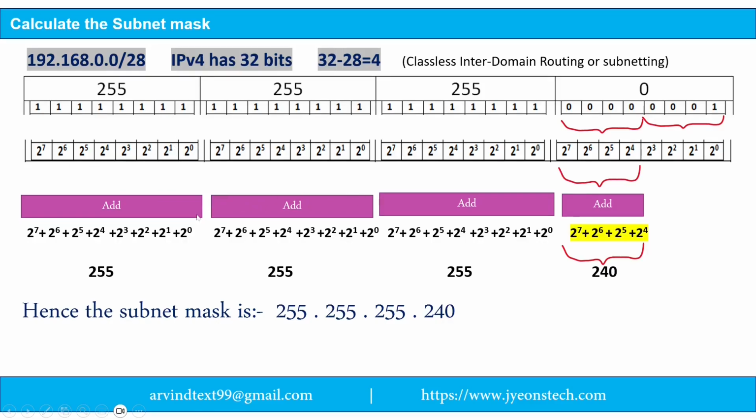So how to find the subnet mask? You just add all these values here. So that is 255, add here 255, add here 255, and also the 4 bits from here: 2 to the power 4, 2 to the power 5, 2 to the power 6, 2 to the power 7, that is 240. So the subnet mask will be 255.255.255.240. In this way you need to calculate the subnet mask. So hope you understood this.